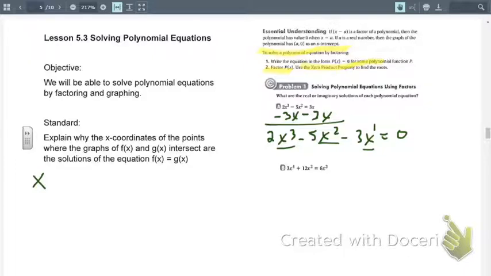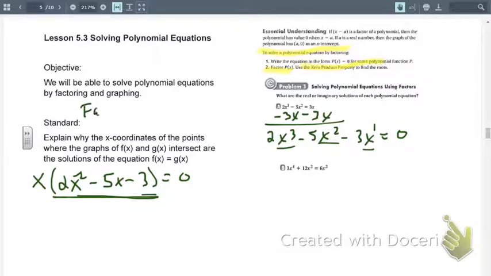So we have the x out in front, and then 2x to the third divided by x will give us 2x squared. Negative 5x squared divided by x is going to be a negative 5x. And then a negative 3x divided by x is a negative 3. And that's equal to 0. Okay? Alright, so now we got to factor this. So we're looking for factors of a times c. So our a is 2 and our c is negative 3. So factors of negative 6 that sum to negative 5.